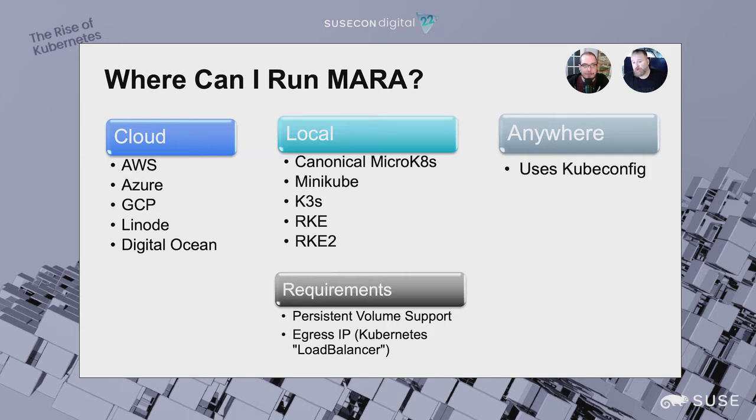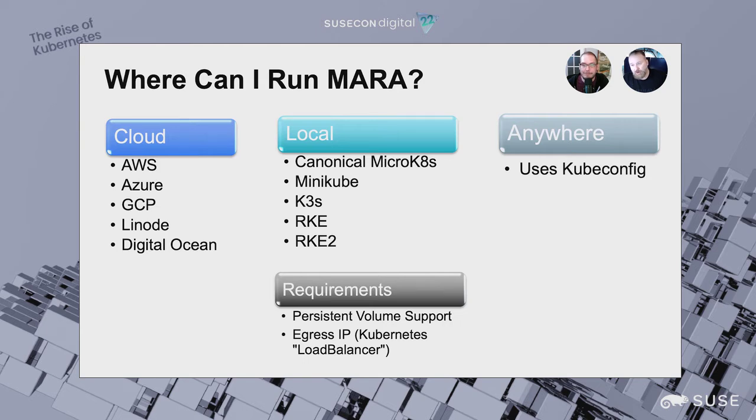Locally, we run against MicroK8S, we run against Minikube, we run on K3S, we run on RKE, we run on RKE2. These are all things that we test as part of our release process, so we know that they work. And then, anywhere, if you can run against anything that has kubeconfig, if it's a compliant distribution, it should work.